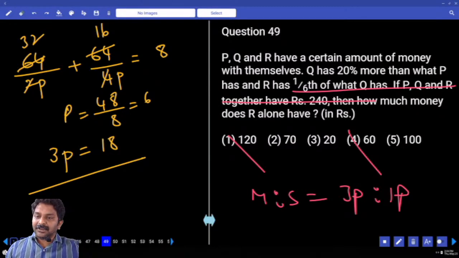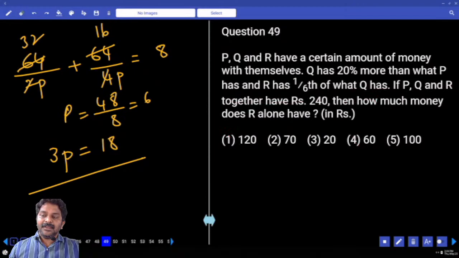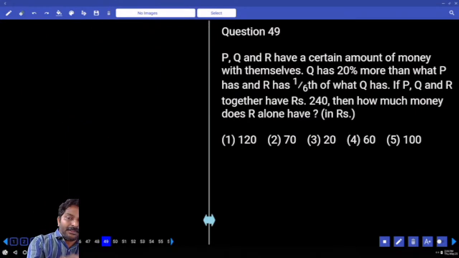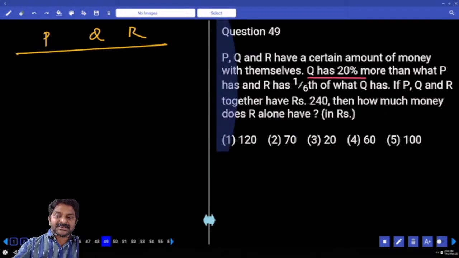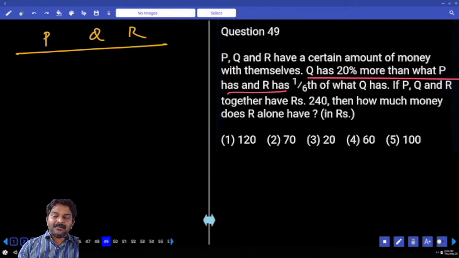P, Q, R have a certain amount of money with themselves. Q has 20% more than what P has. R has 1/6 of what Q has. If PQR together have 240, how much money does R alone have? R alone, okay. Now there are 3 members, PQR. First statement, underline. Come on.